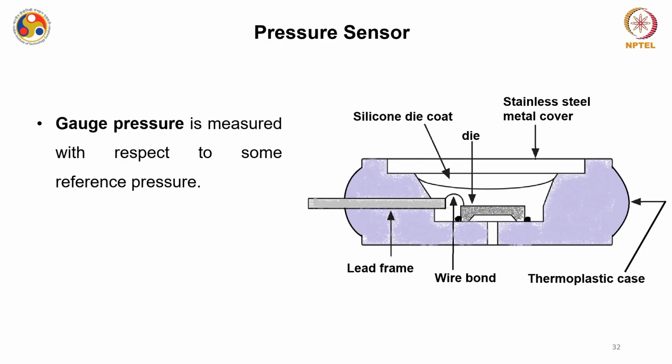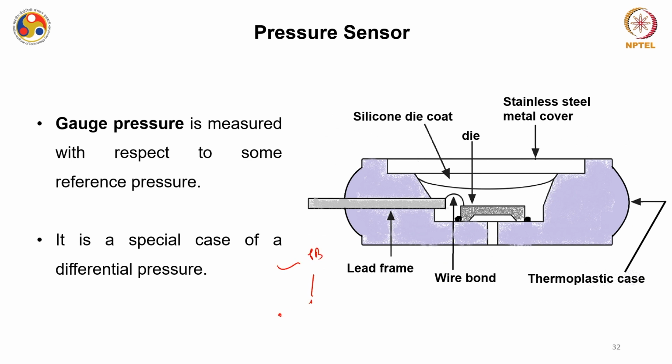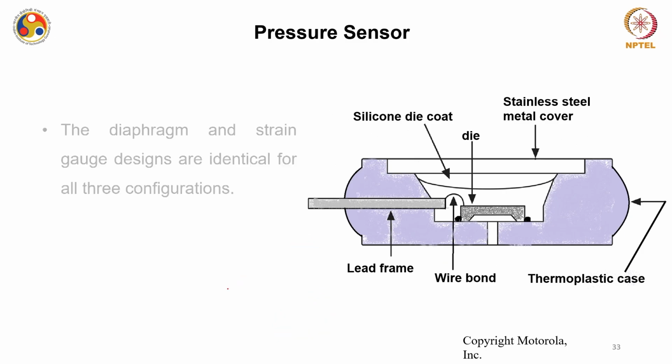Gauge pressure is measured with respect to some reference pressure. But that reference pressure, of course, need not be the vacuum that we talked about in the absolute pressure sensor. Basically, it is a special case of a differential pressure where PB, for example, is acting as a reference pressure. So, again here you are measuring PA minus PB, but PB is acting as a reference pressure.